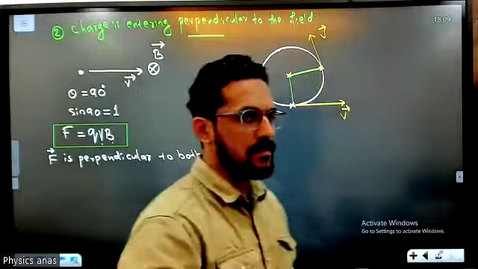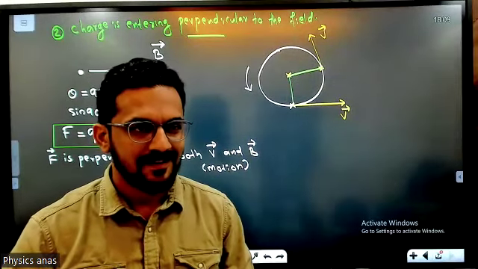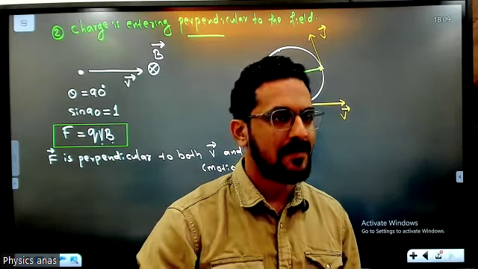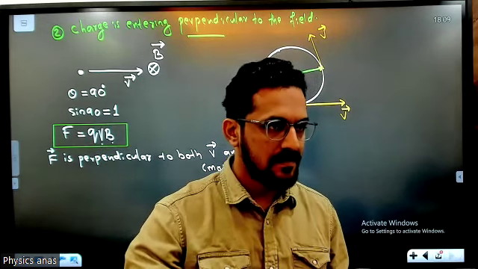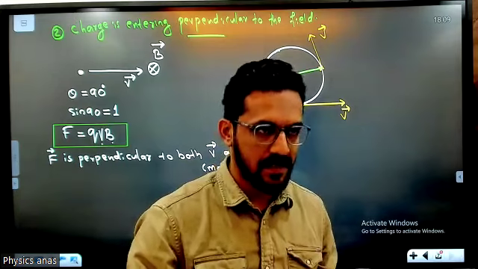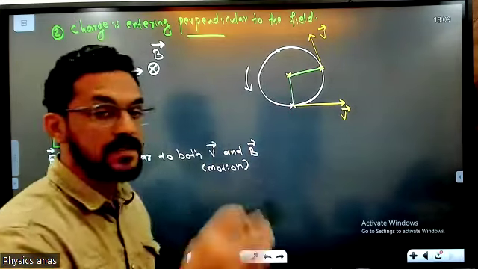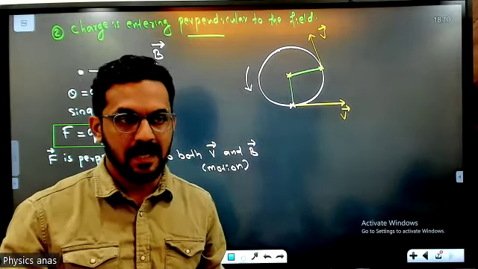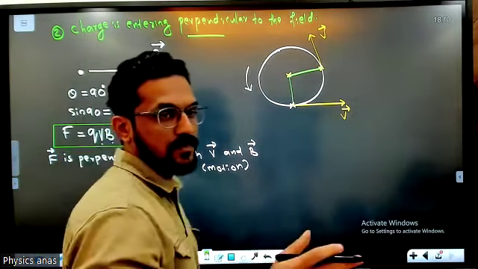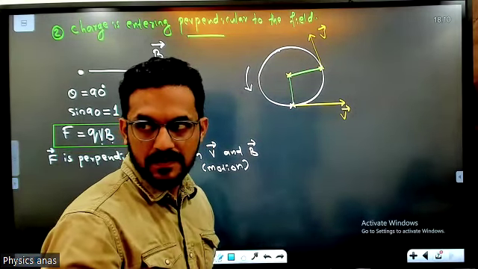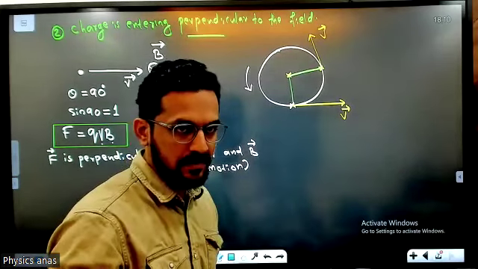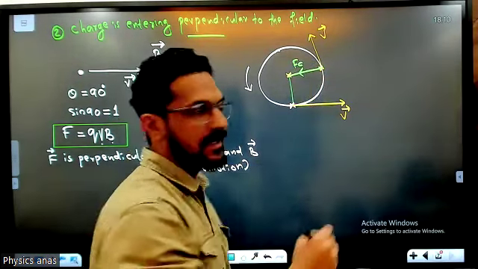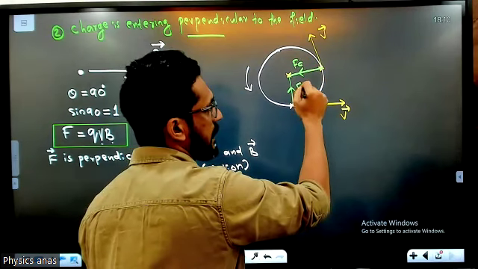Do you remember centripetal force? What was centripetal force? The force which maintains the circular motion is centripetal force. Centripetal force is the force required to move a particle along the circular path. Centripetal force will always be acting towards the center.